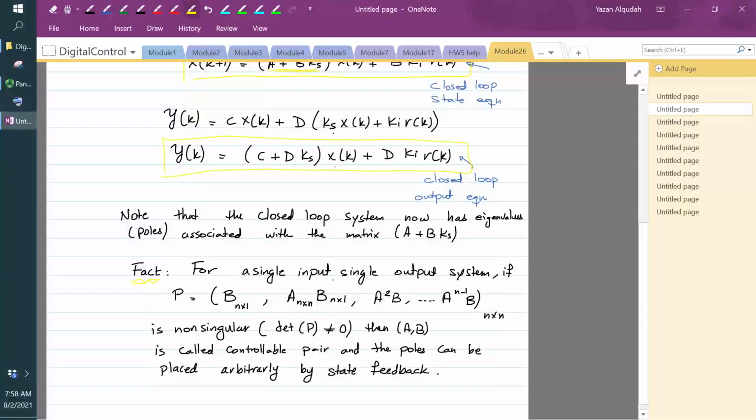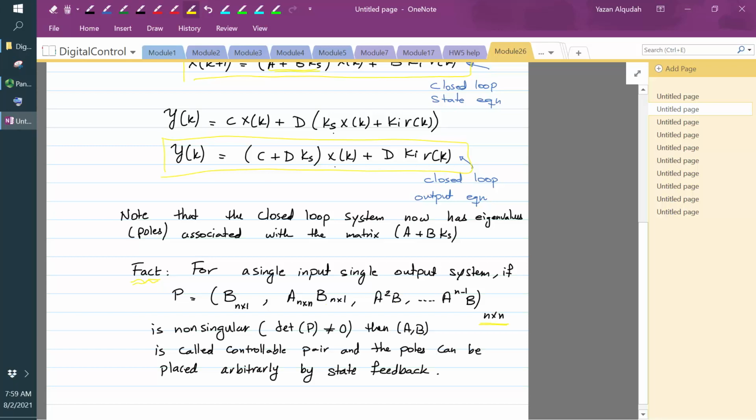If we have a single input, single output system, if we establish the matrix P that is equal to B, A multiplied by B, A squared multiplied by B, all the way to A^(n-1) multiplied by B, this matrix that we established, the P matrix, is going to be n by n. Now, if this matrix is non-singular, which means the determinant is not equal to 0, then we call the pair A and B a controllable pair.